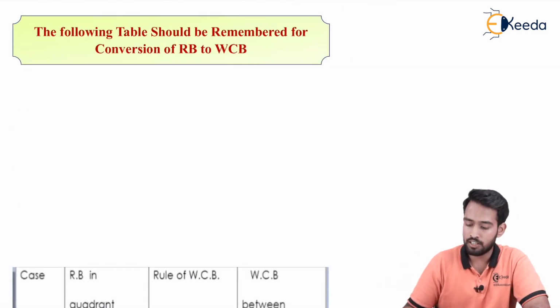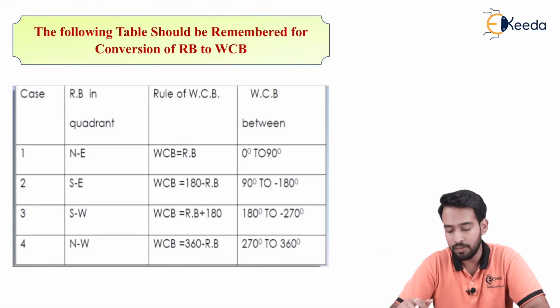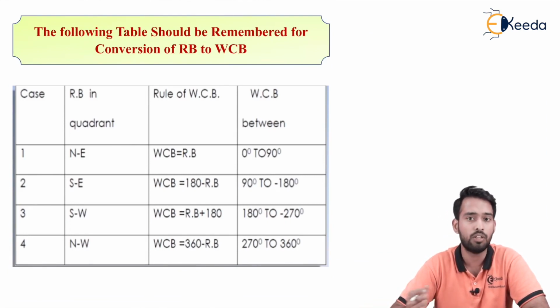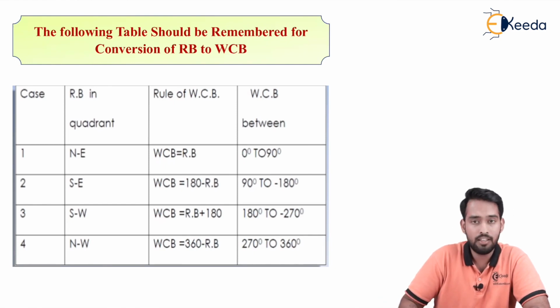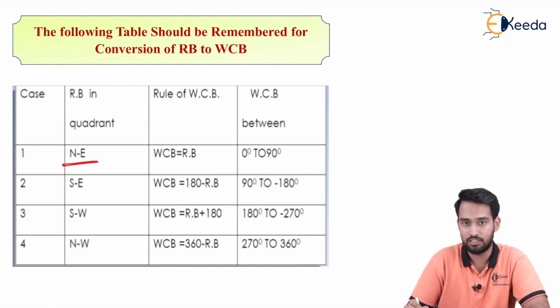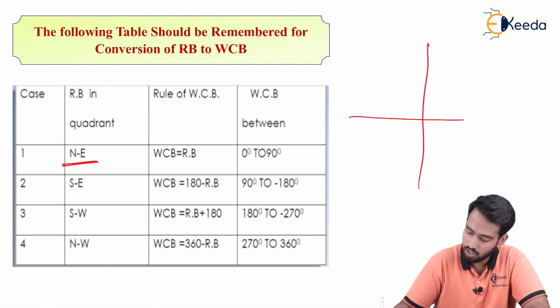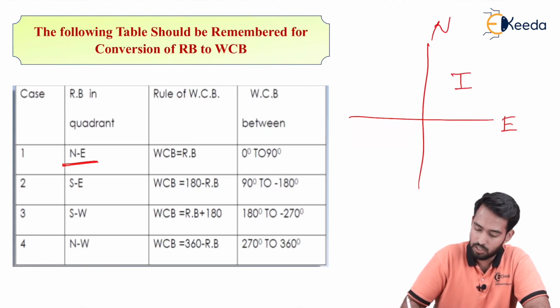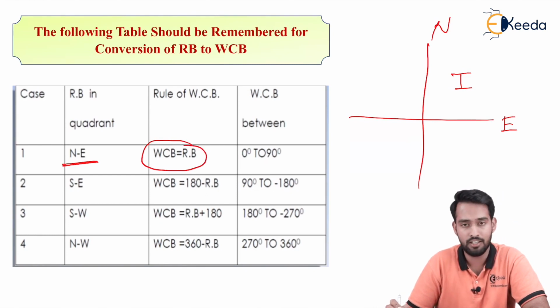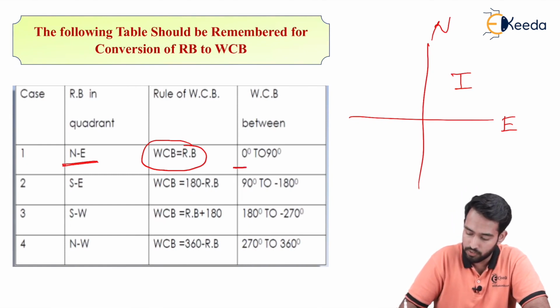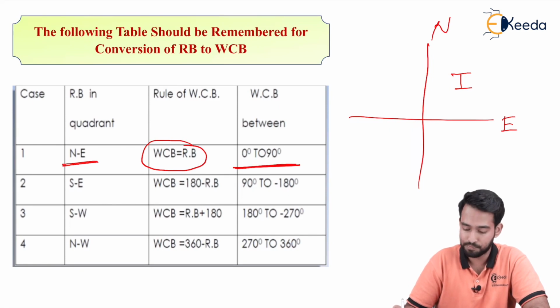Talking about the conversion of RB to WCB, now we are doing vice versa. We are converting RB to WCB. So RB will be given in quadrantal form, for example, first is northeast. Northeast, as we know, will lie in the first quadrant. So keep in mind, whenever the first quadrant is here, WCB is always equal to RB and RB is equal to your WCB. So the angle will be between 0 to 90 degree.